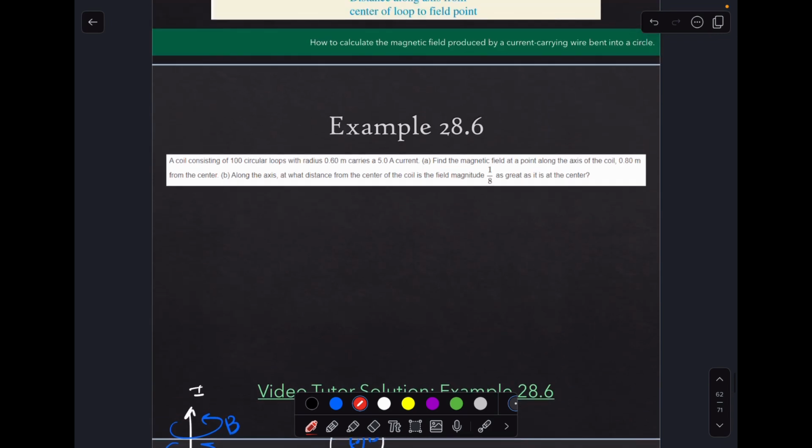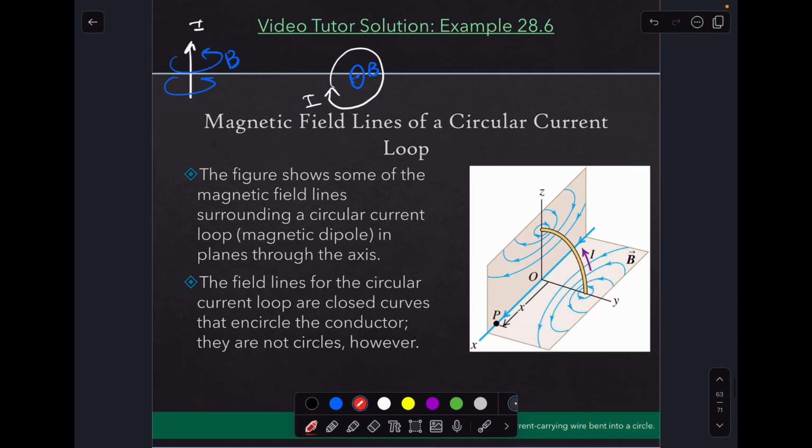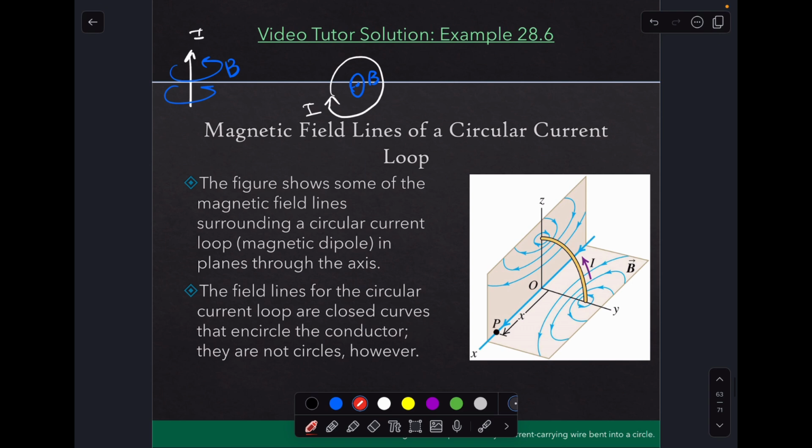This example is a kind of a plug and chug, so don't worry too much about it. Do it on your own. You won't need me to explain it to you.